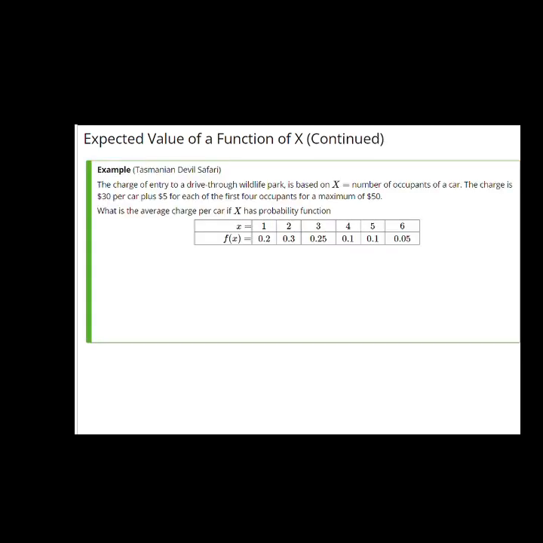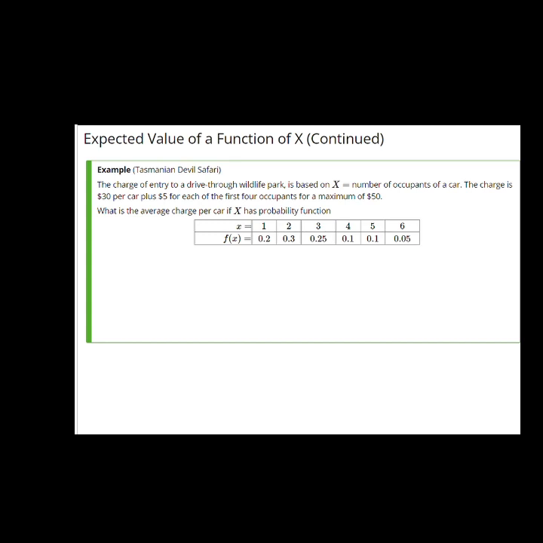Here's an example. Tasmanian Devil Safari. The charge for entry to a drive-through wildlife park is based on the number of occupants of a car. The charge is $30 per car, plus $5 for each of the first 4 occupants of the car. But to give larger families a break, they only charge for the first 4 occupants. What's the average charge per car if x has the following probability function?